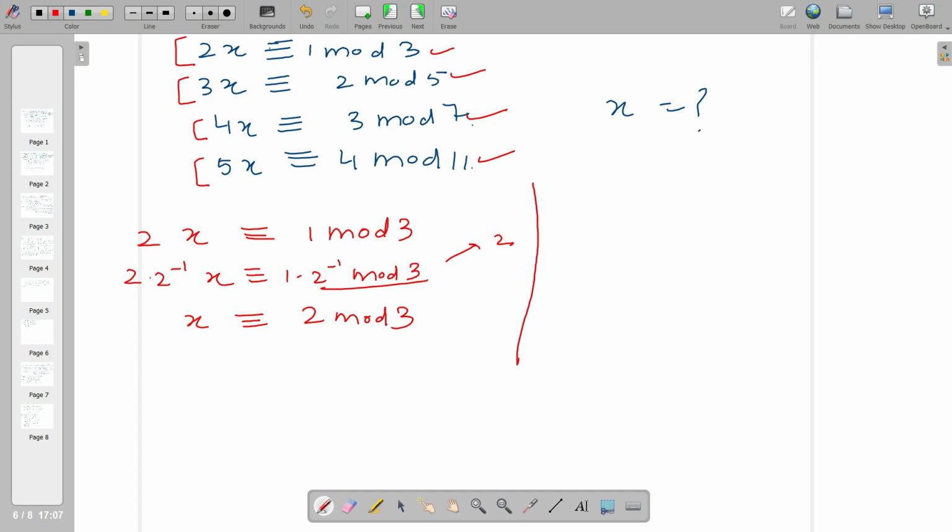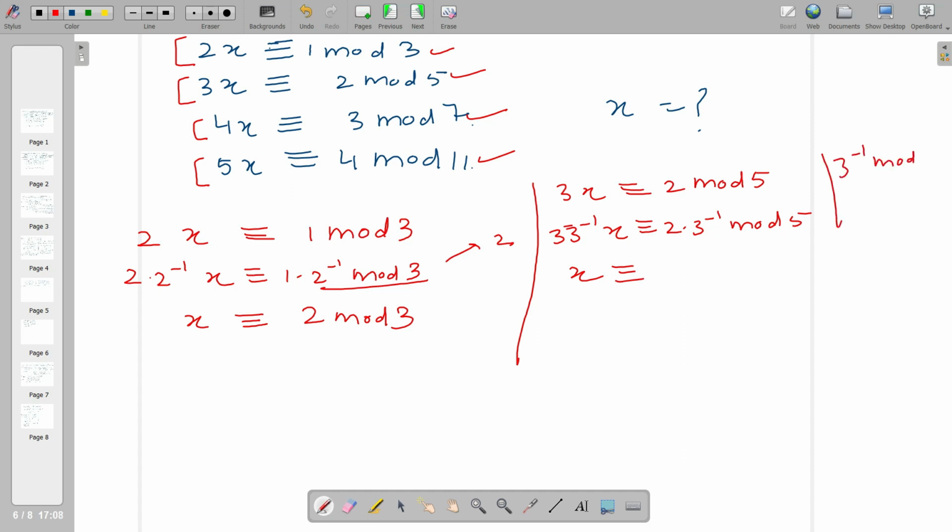Now the second equation is 3x is congruent to 2 mod 5. If we multiply by 3 inverse on both sides, 3 into 3 inverse x is congruent to 2 into 3 inverse mod 5. So 3 into 3 inverse is 1, and 3 inverse mod 5 comes out to be 2. So it is 4 mod 5.